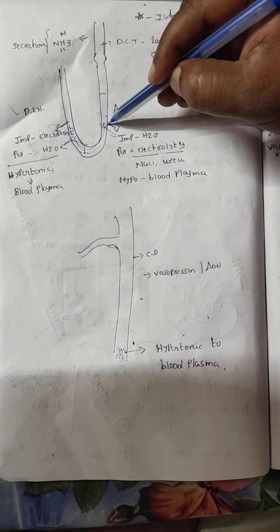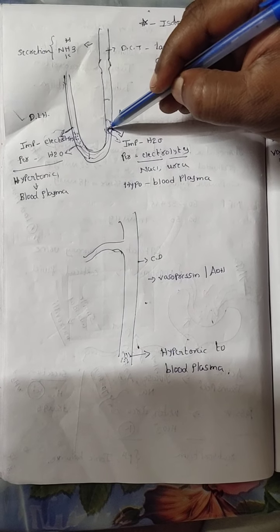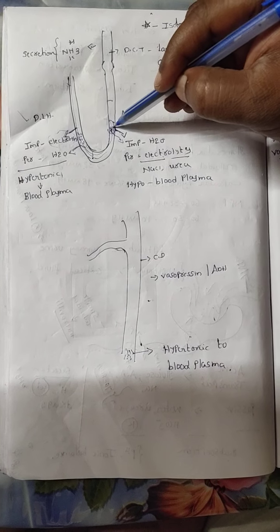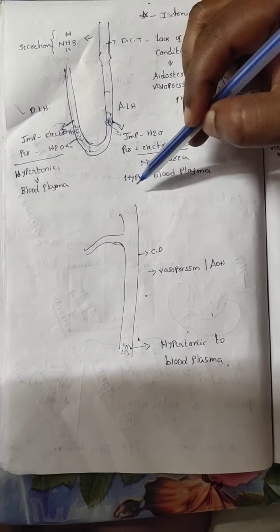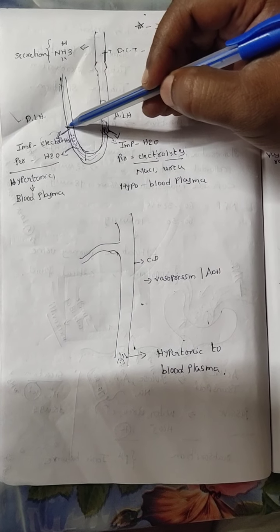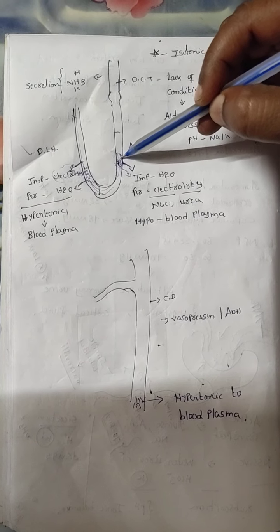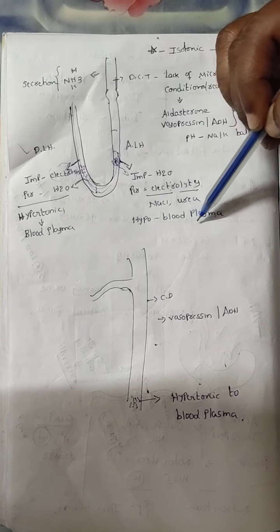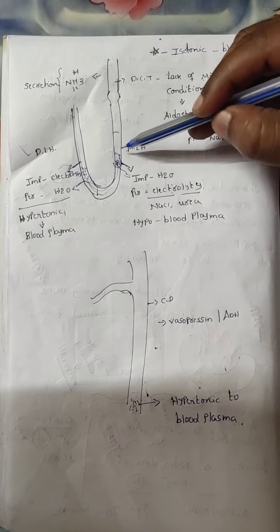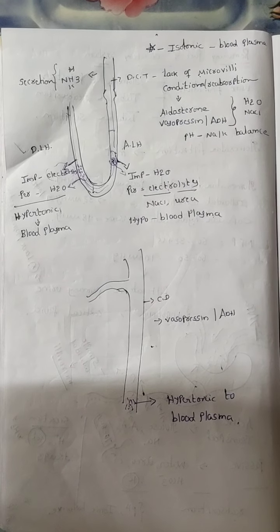Now in this region the solute concentration is less. When the solute concentration is less, it indicates hypotonic. That's why it is hypotonic to blood plasma. You have to observe: the descending loop of Henle is hypertonic to blood plasma, and the ascending loop of Henle is hypotonic to blood plasma. The remainder enters into the distal convoluted tubule.